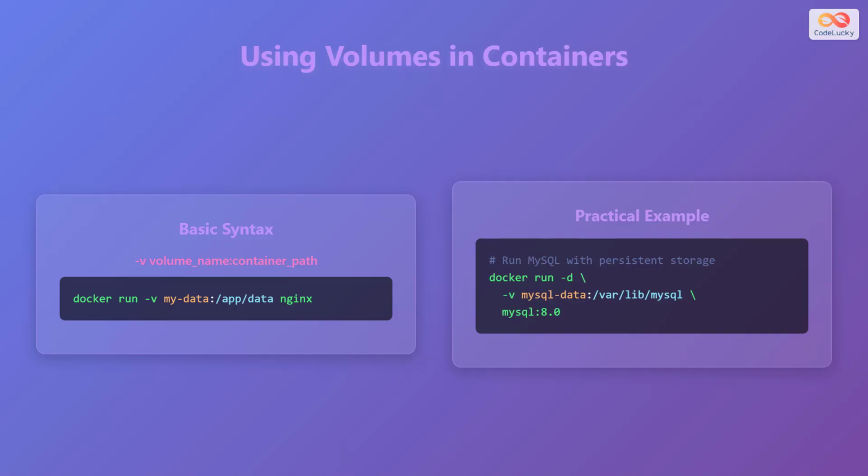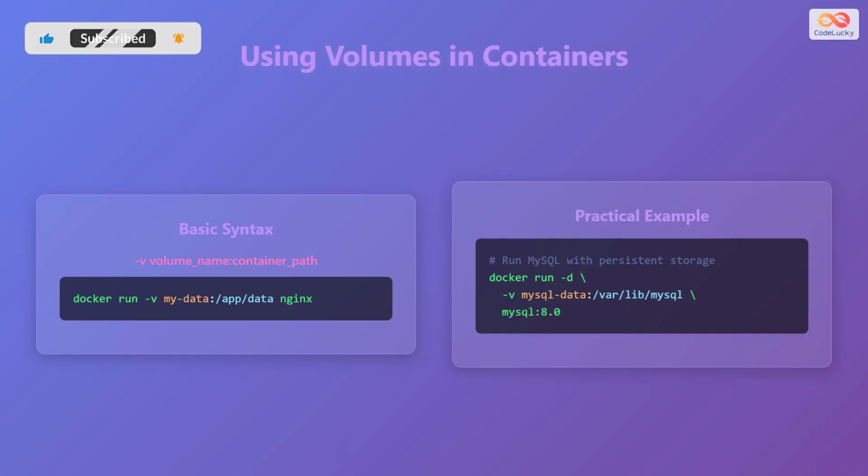To use volumes in containers, you need to understand the basic syntax for mounting a volume to a container. The syntax is as follows: -v volume_name:container_path. Here, volume_name refers to the name of the volume you want to mount, and container_path refers to the directory inside the container where you want to mount the volume. For example, the command docker run -v my-data:/app/data nginx mounts the volume named my-data to the /app/data directory inside the Nginx container.